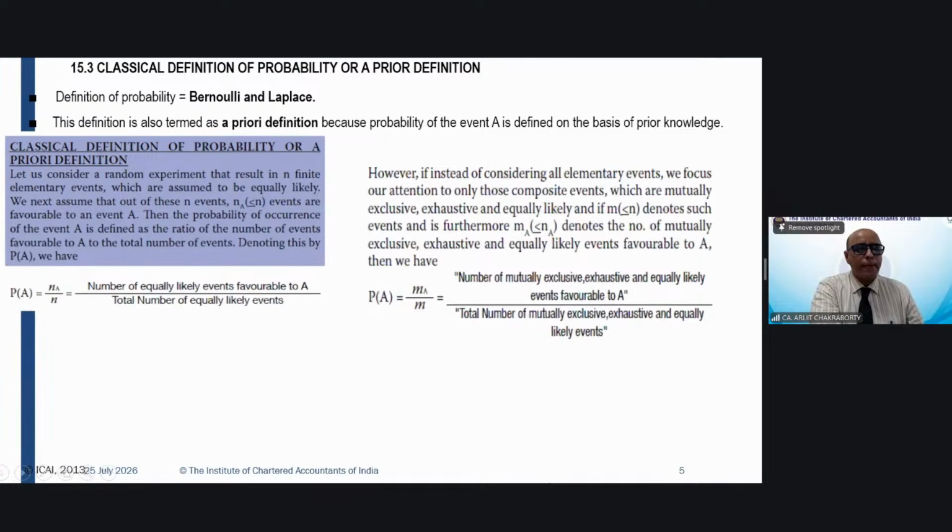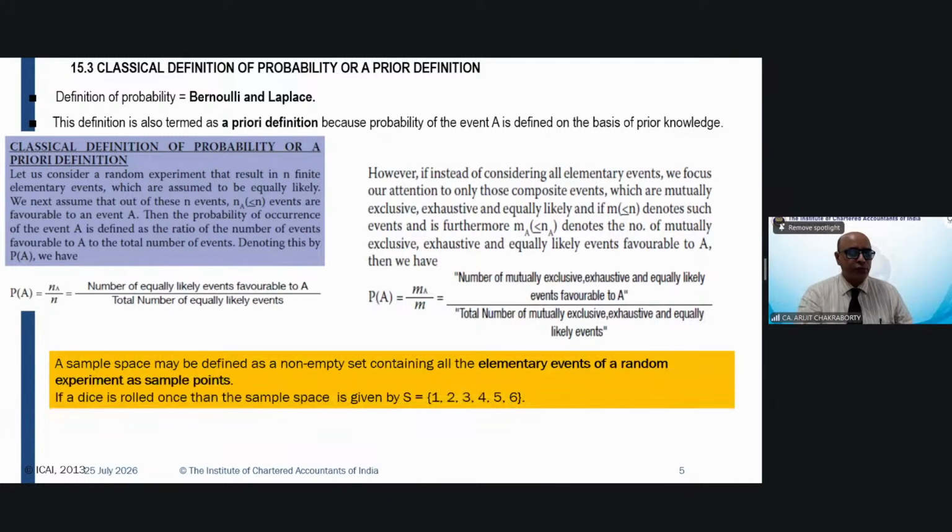Finally, we look at the modern, or you can call it the modified or the latest definition. In fact, this particular definition we will use for solving the problems. Here, the numerator is the number of mutually exclusive, exhaustive, and equally likely events which are favorable to the event A, divided by the total number of possible events, which are mutually exclusive, exhaustive, and equally likely. So this is what we have so far as the a priori definition and the modern definition are concerned.